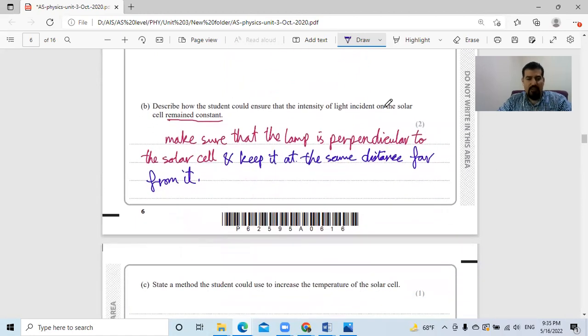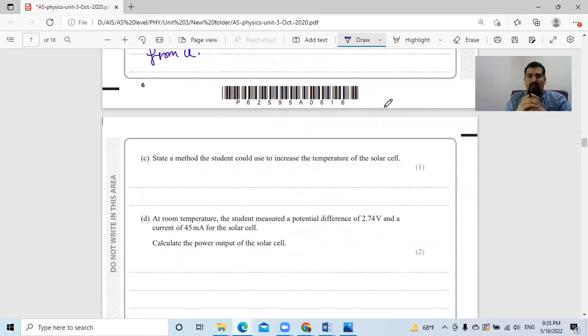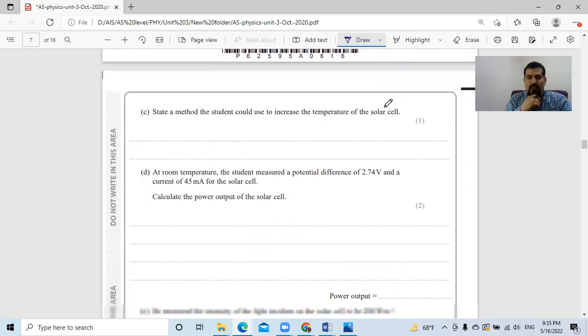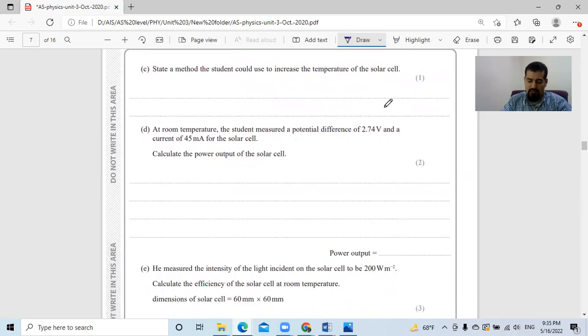In part C, what do they ask? State a method the student could use to increase the temperature of the solar cell. How can I increase the temperature of the solar cell? We said in the previous question number 1 that we can put it inside a hot water bath, or we can directly aim it at a hair dryer with hot air, which can increase its temperature, and we can use a thermometer to measure its temperature.